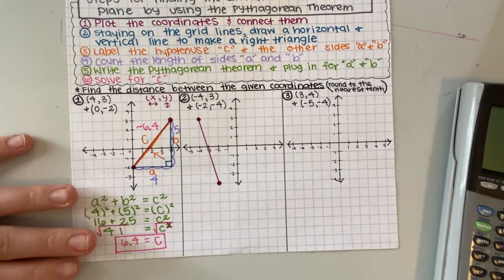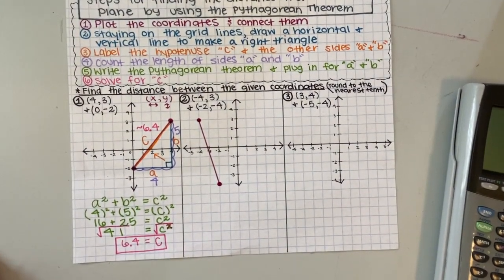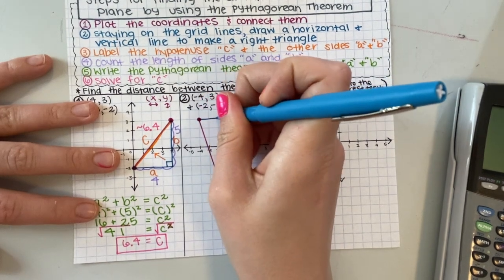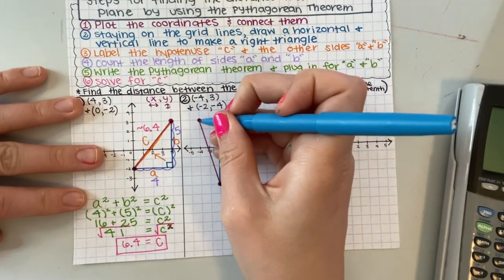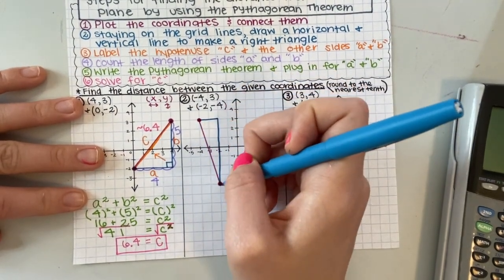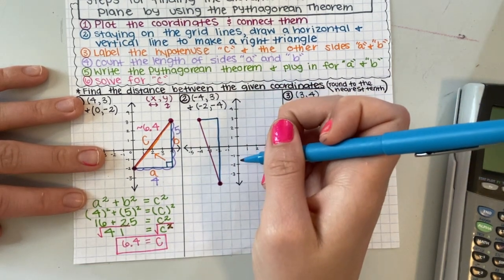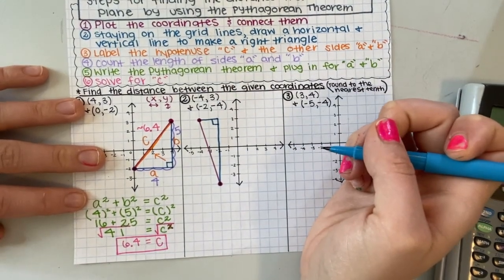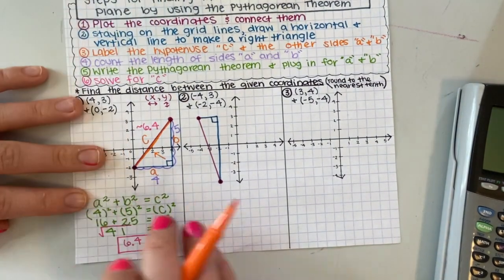The second step is to stay on the grid lines and draw a horizontal and vertical line to make a right triangle. So what I need to do is draw a horizontal line and a vertical line in order to connect these dots. If you were to draw the line here to here, it wouldn't change anything. You will still get the correct answer. So I have my right triangle drawn, and I'm going to go on to step number 3.